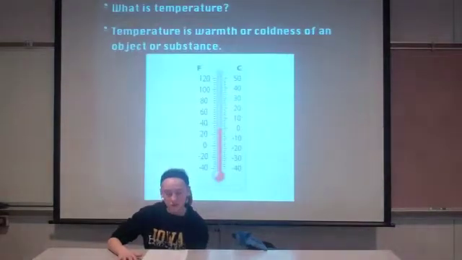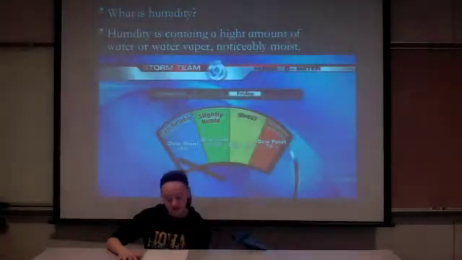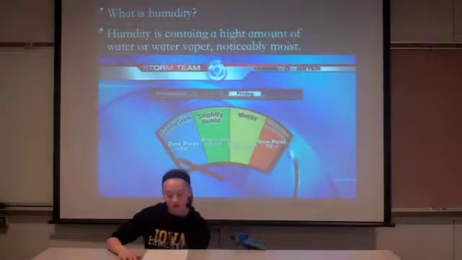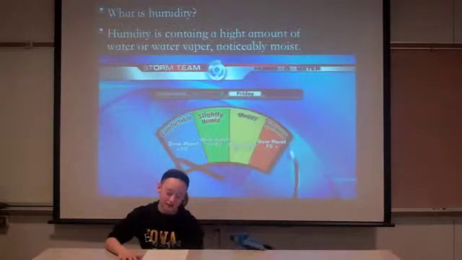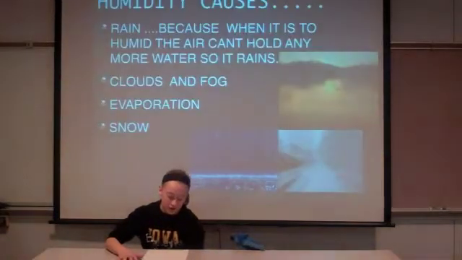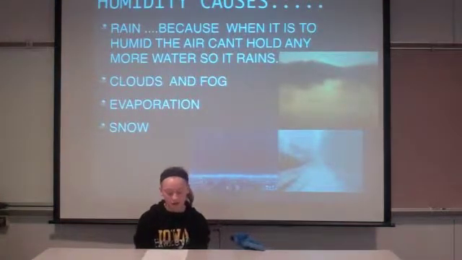Temperature is the warmth or coldness of an object or substance, and humidity is containing a high amount of water or water vapor, noticeably moist. Oh, okay. I get it now. And humidity also causes clouds, fog, snow, and rain.